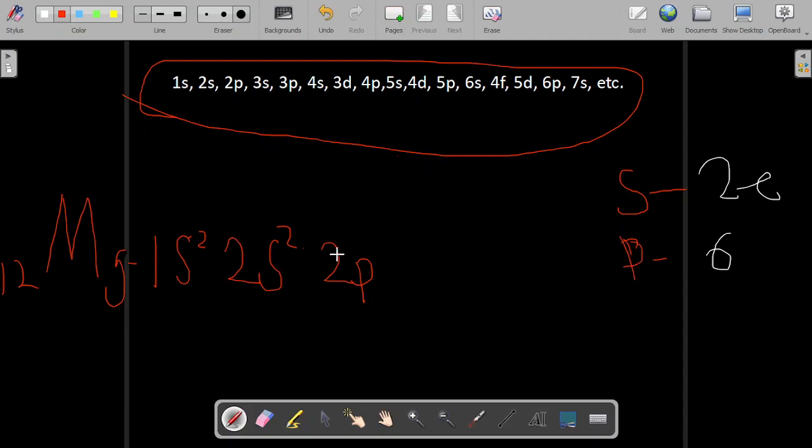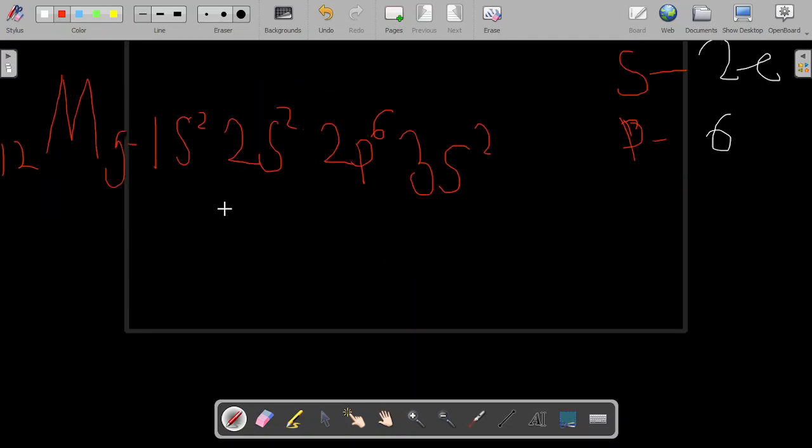When 6 is written here, we have 2 plus 2, which is 4, and 4 plus 6, which is 10. So it still means 2 electrons remain. Then what's next here? 3s, then 3s2. So that's for magnesium. Now let's take aluminium as an example, which is 13.